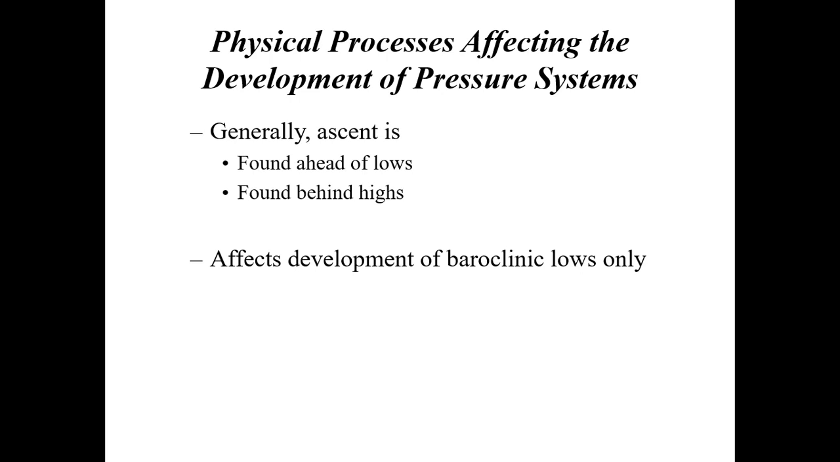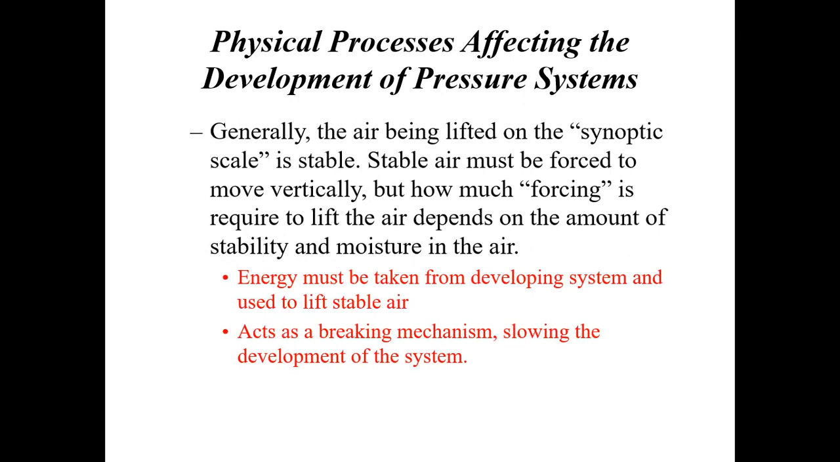This affects the development of baroclinic lows only, the ascent aspect. Generally, the air being lifted on the synoptic scale is stable. Stable air must be forced to move vertically, but how much forcing is required to lift the air depends on the amount of stability and moisture in the air. So if you have a very moist and unstable atmosphere, it's going to take much less energy to cause the air to rise. If you have a more stable, dry atmosphere, energy is going to be utilized in trying to force the air to rise, which is going to take energy away from the developing system.